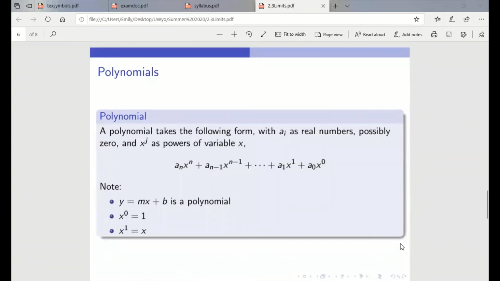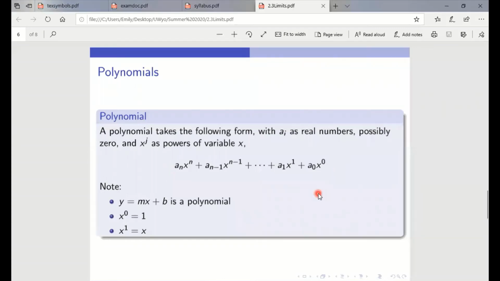All right, so hopefully you took a pause and just a little deep breath and you're ready to start on a new idea. But this first idea is polynomials. And a polynomial takes the following form with a sub i as real numbers. So those are numbers that don't have any imaginary components to them. And any of them could possibly be 0. We don't really care about that. And x to the power j as powers of the variable x. So anytime that you have an equation that looks like the following, you know that it's a polynomial.